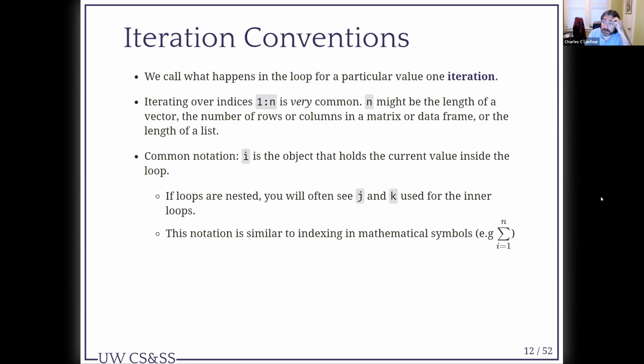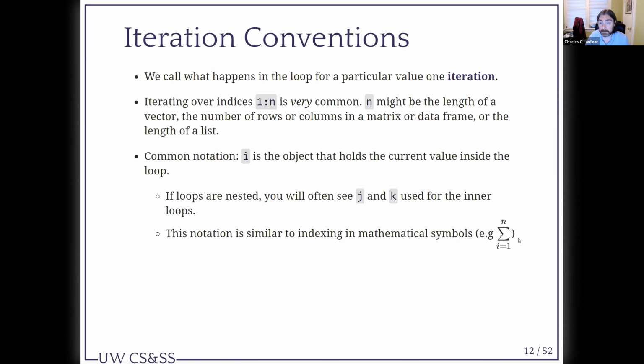Common notation you'll see in most programming languages is i will be the object that holds the current value in the loop. Most of the time, in most languages, people default to saying for i in some set of values. This is just common convention. You don't have to do that. If you have loops inside of other loops, it's quite common that people will iterate over i and j and k. So you'll see single-letter variables, and they'll say, I'm iterating for i, j, k.